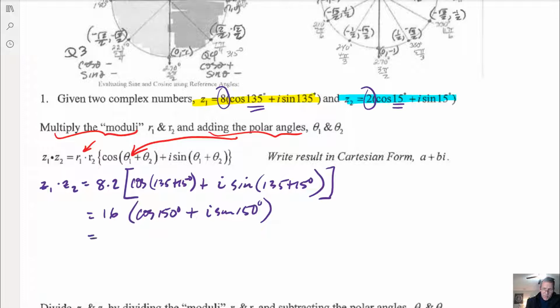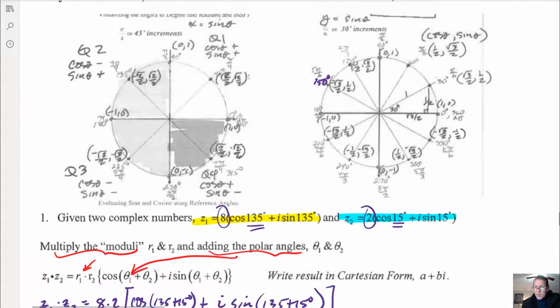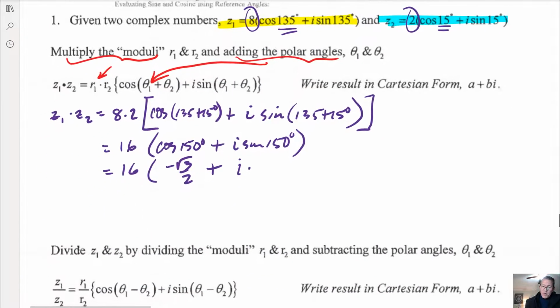Okay, so here we go. We got 16 times negative root 3 over 2 plus i times the sine of 150, and if you go back to the unit circle, the sine is the y-coordinate, which is equal to 1/2. So always have your unit circle here. So this is going to be times 1/2, using the unit circle.